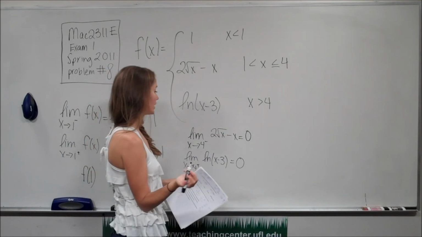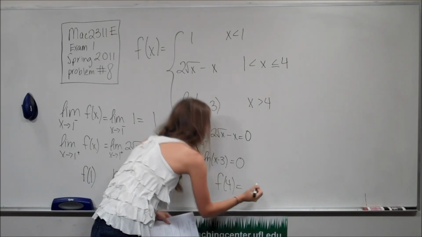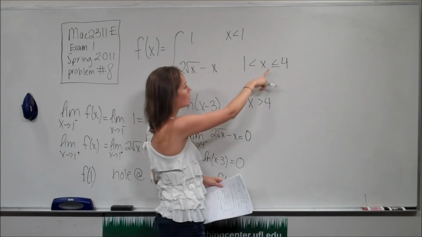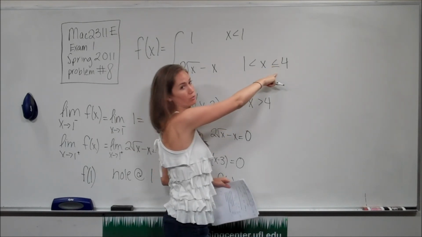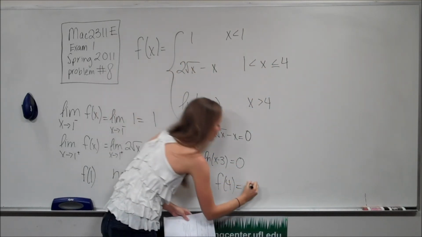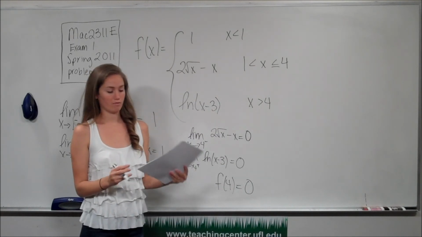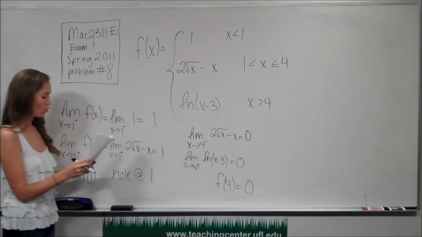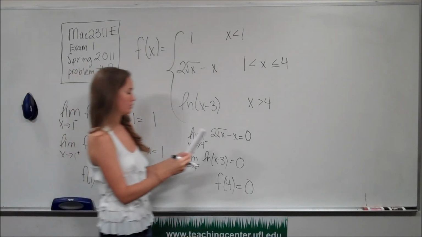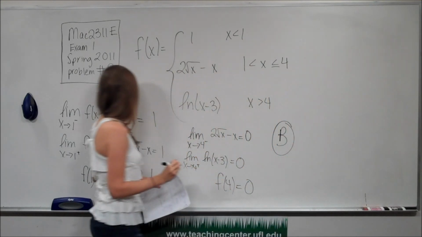However, we have to figure out what's happening at f of 4. And so let's go back and look at our inequalities. This one is when x is greater than 4, but not greater than or equal to. This one is when x is less than or equal to 4. Okay, so we're going to be using this one. So f of 4 is equal to 0. So the function exists and the limits exist as well, so there's no discontinuity at 4. So we only have a hole at 1. So there's one hole, no other discontinuities, so our answer for this one is B. And that's it for number 8.